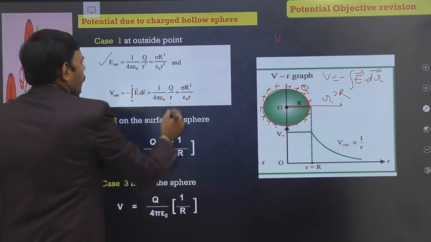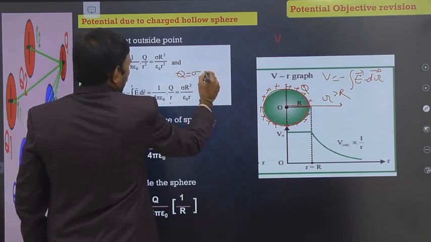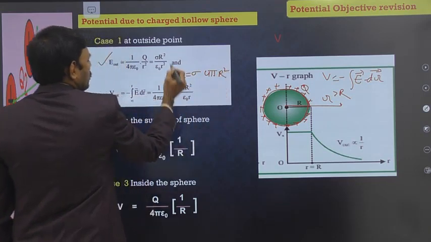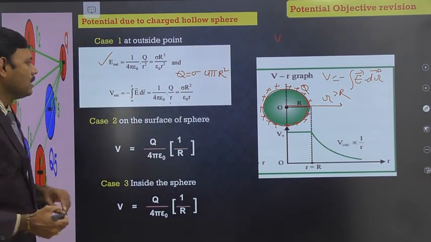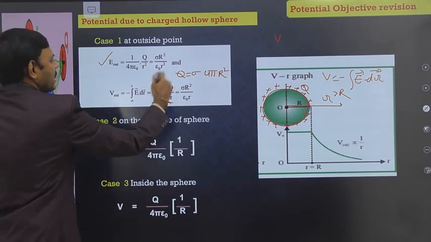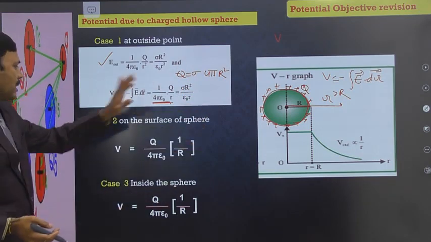Of course, the charge is equal to surface charge density into area. Area of the sphere is equal to 4 pi r square. By replacing q in the numerator by this formula, we get sigma r square by epsilon naught r. Just to remember, the first expression for potential, you can transform the formula into the second form, no problem. This is the important one.